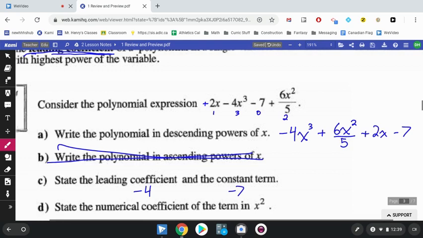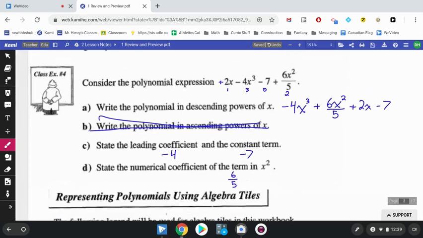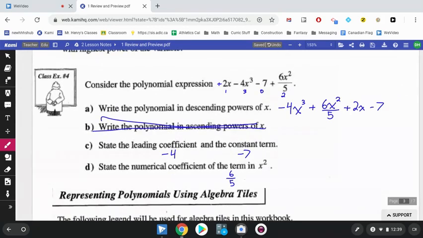Okay. And then it asks, just an aside question, the numerical coefficient on the x squared. You have a multiply by 6, you have a divide by 5. I can represent that in fractional form, 6/5. I have a 6 on top, I have a 5 on the bottom, just like I did on x squared, written as a single fraction. Okay, that is talking about these, working our way through these.